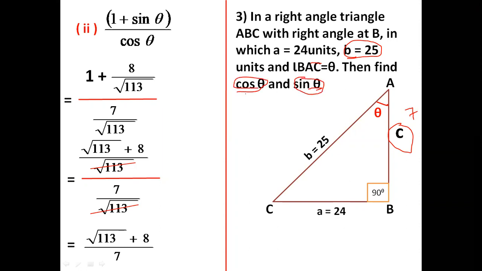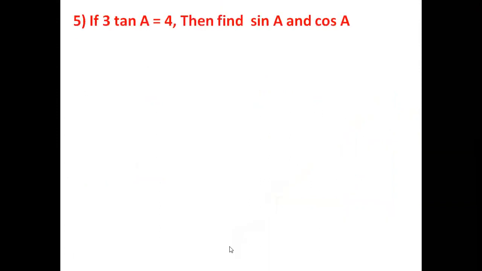using the formulas. Cos theta is adjacent side by hypotenuse. What is the adjacent side of angle theta? That is 7. What is the opposite side of angle theta? That is 24. So write the formulas of the cos theta and sin theta and substitute the values. So you solve the problem, third problem. Next problem also I will explain. You have to solve that.